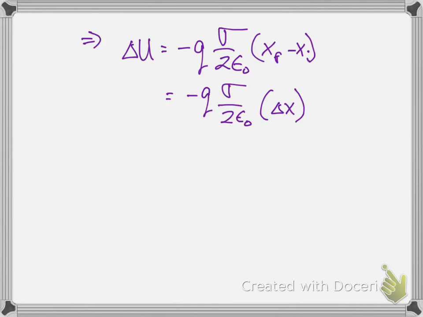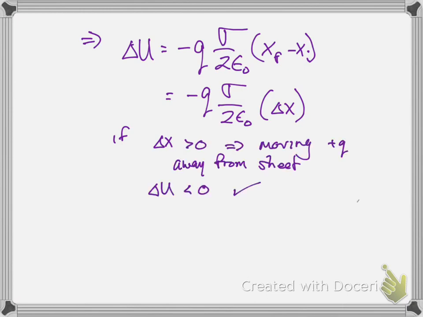So, as x increases, does delta U get bigger or smaller? As x increases, does U increase or decrease? If delta x is positive, so as we move the plus charge away from the sheet along the field line, the delta U is a negative quantity because Q is positive, sigma is positive, 2 epsilon is positive, and delta X is positive. So delta U is negative, and that works. The sign is correct. It's always good to check your sign.